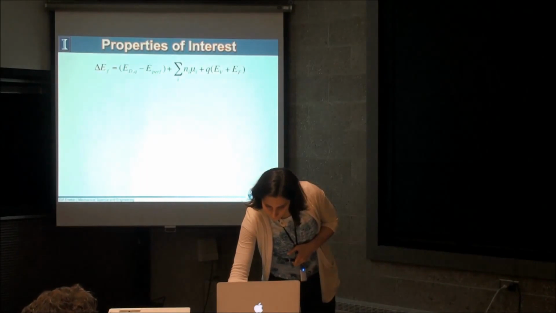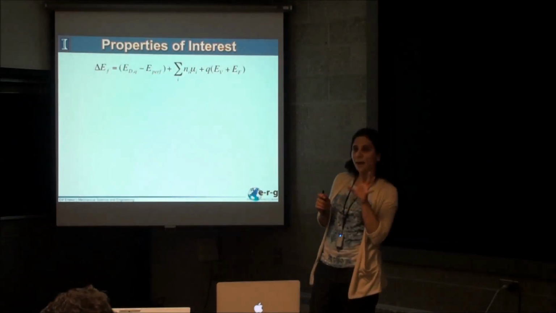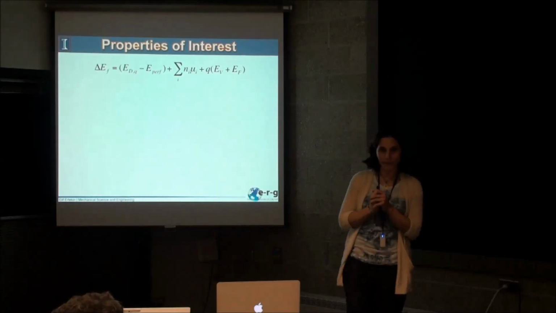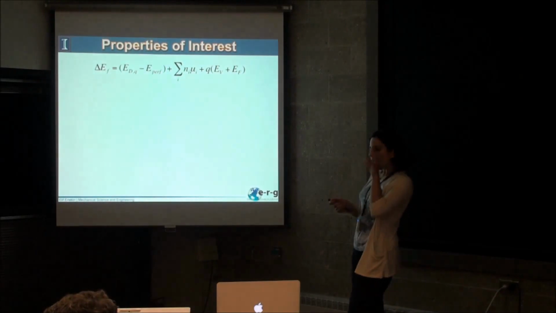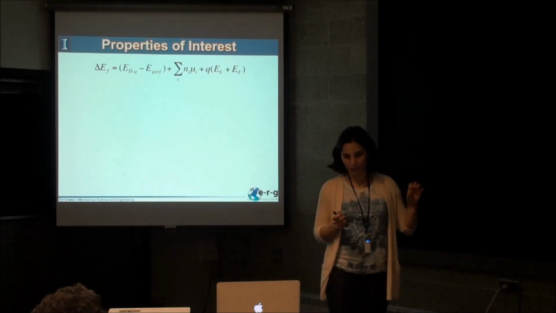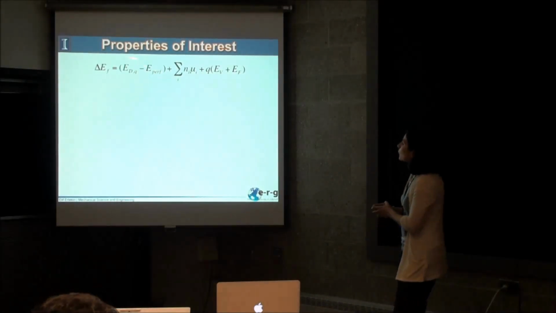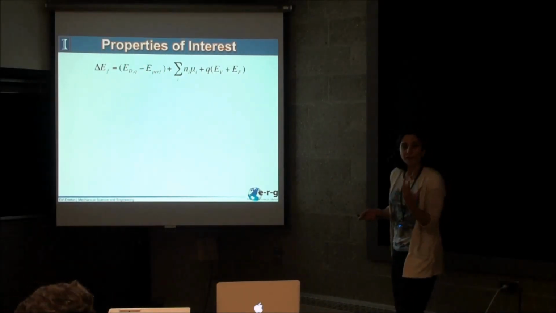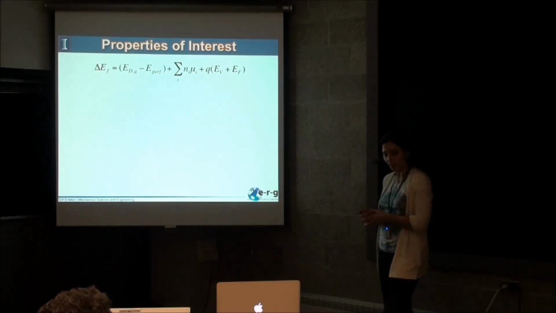So here's one example of looking at an application of quantum Monte Carlo methods to quantitative descriptions of point defects in solids. In the point defect community, there are a couple of properties that we're generally interested in computing. The first one is the formation energy of the defect. How much energy does it cost to put the defect there in the first place?